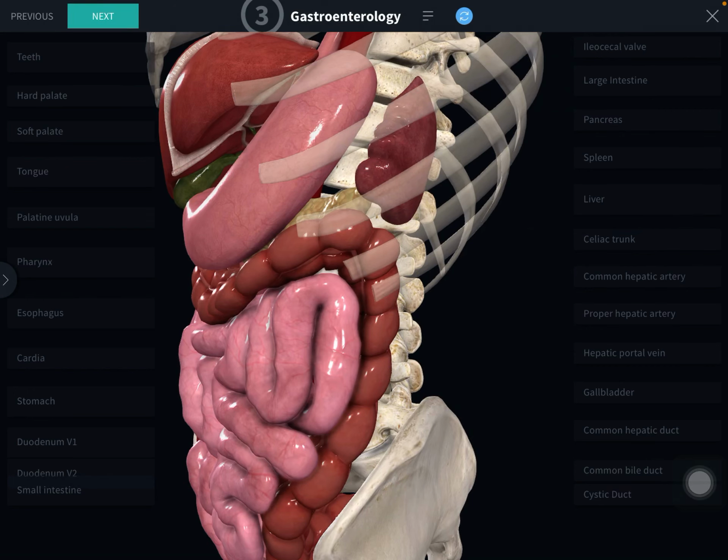Today in this video we will see the gross anatomy of the spleen, mainly the relations of the spleen. We have covered the gross anatomy of the spleen in detail in the abdomen playlist. You go through that and again see this video, relations of the spleen.